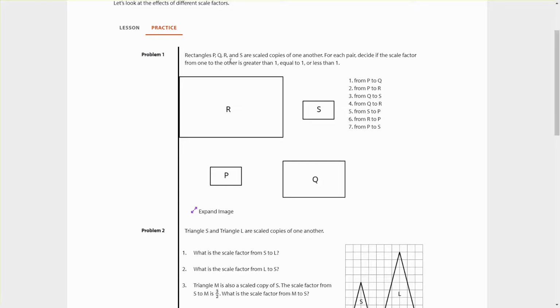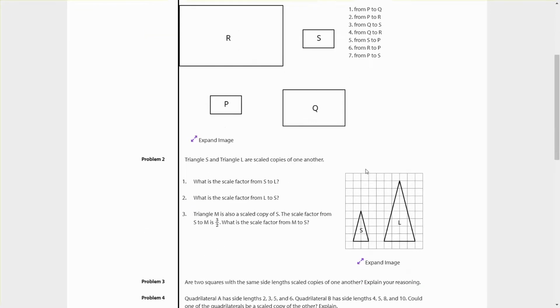So if I look at number 3, from Q to S means Q is my original and S is my copy. Q being larger than S means that the scale factor is less than 1, because we're starting here, going to here. Scale factor is less than 1. And the rest of these questions would be answered similarly. Either it's less than 1, equal to 1, or greater than 1.